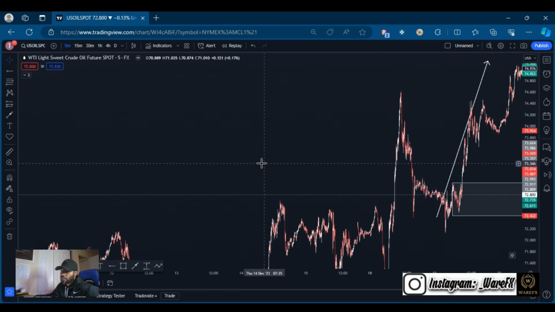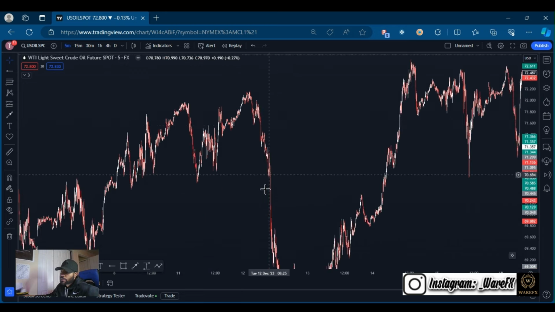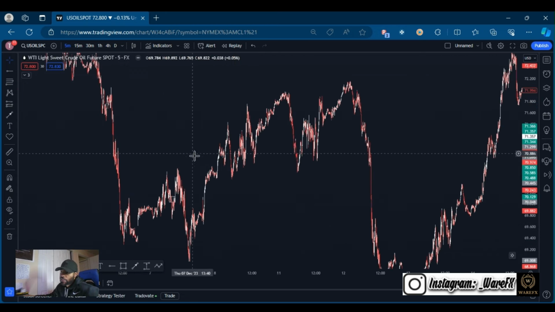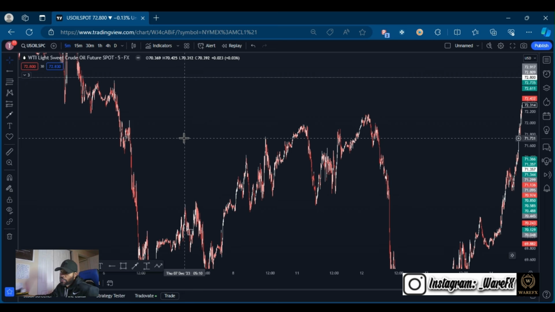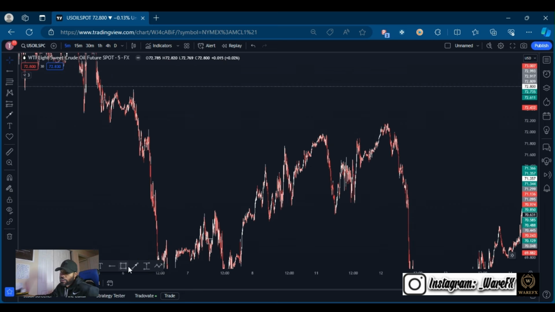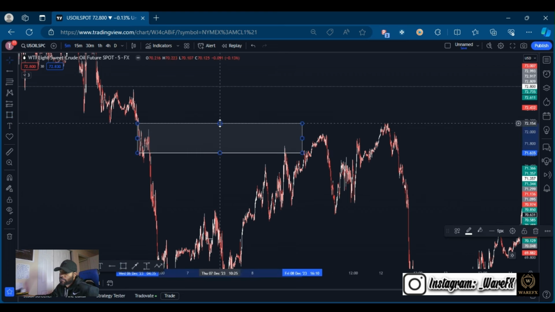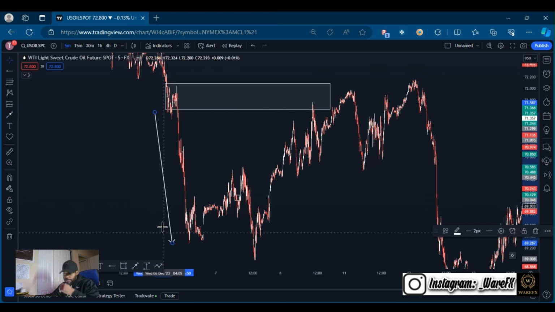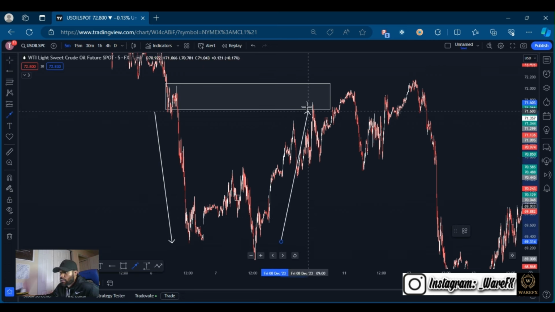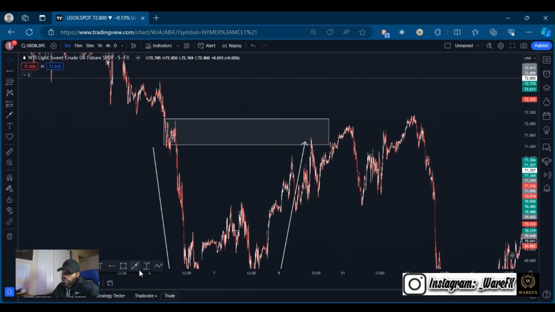Okay. Let's see if we have any more setups. See if there's anything I missed. Yep, there you go right there. Boom. What we got here? We have heavy selling to the downside. Boom. Comes back to our zone. We get in for a sell.